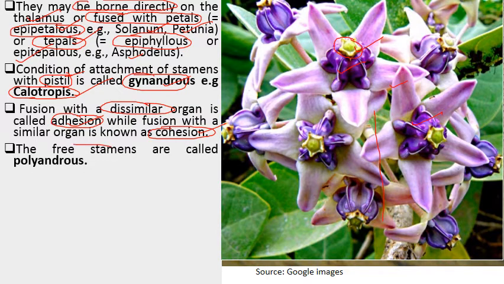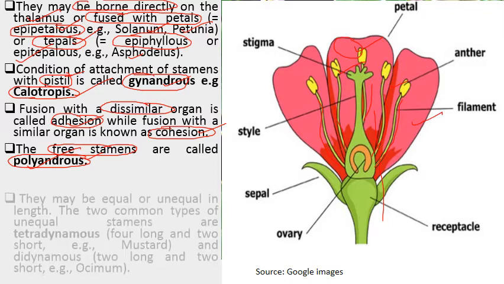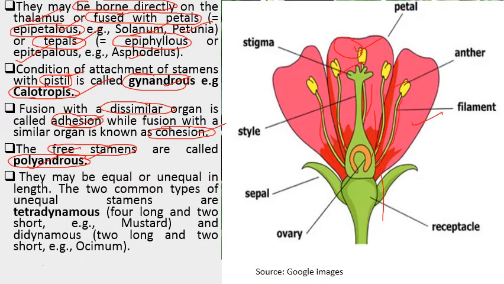When the stamens are free, meaning they are not fused, then we use the term polyandrous condition. That condition is known as polyandrous condition, and the flower is a polyandrous flower. For example, in this case the stamens are not fused with one another, they are free from one another, and not fused with any floral part. They are borne on the thalamus, and they are free. That condition is known as polyandrous condition. They may be equal or unequal in length. Their length can vary.